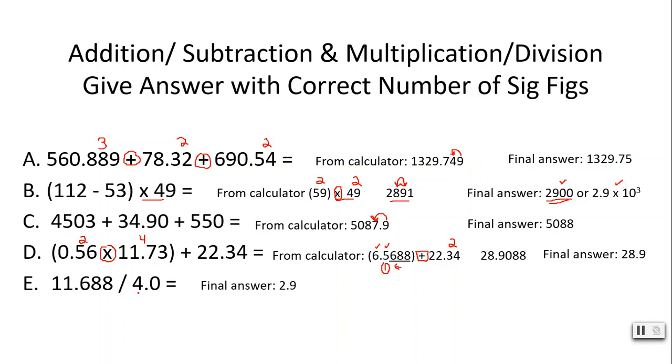So I would say if you could do problems like this, particularly B and D, since those are mixed operation problems, those are probably the most challenging. If you can do problems like this successfully, you should have no trouble with the quiz and exam that covers significant figures and rounding with mixed operation examples.